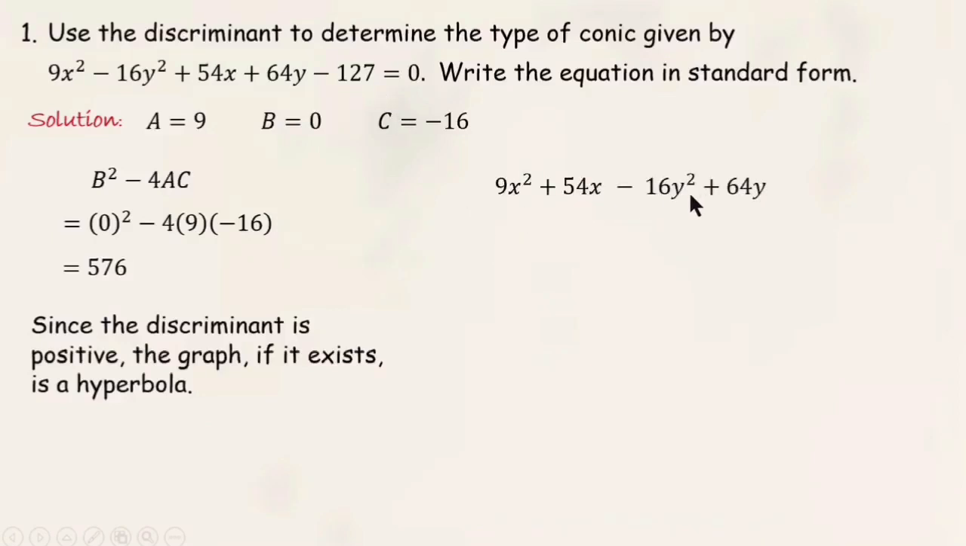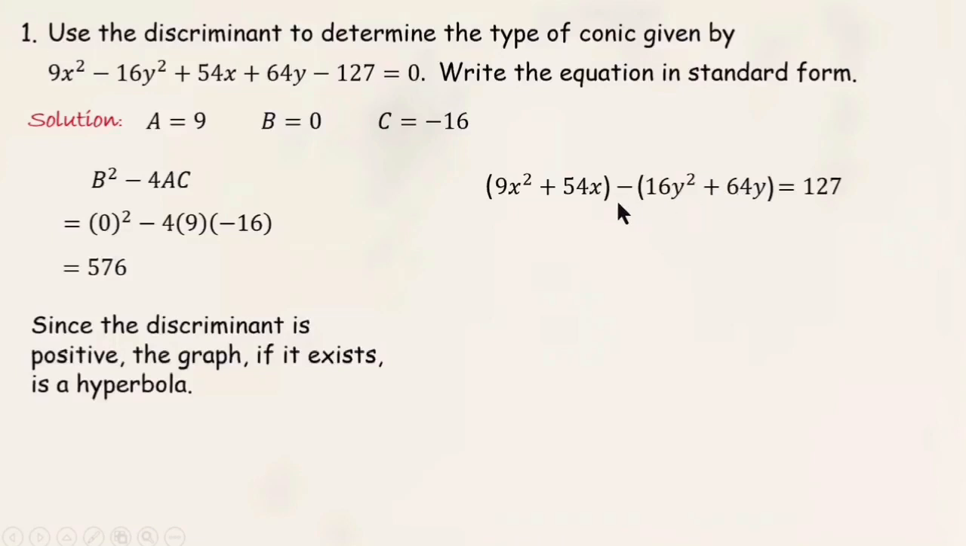Thus we have 9x squared plus 54x minus 16y squared plus 64y. Then transpose the constant term to the right-hand side of the equation. So this is equal to positive 127. Then we group all x and all y.